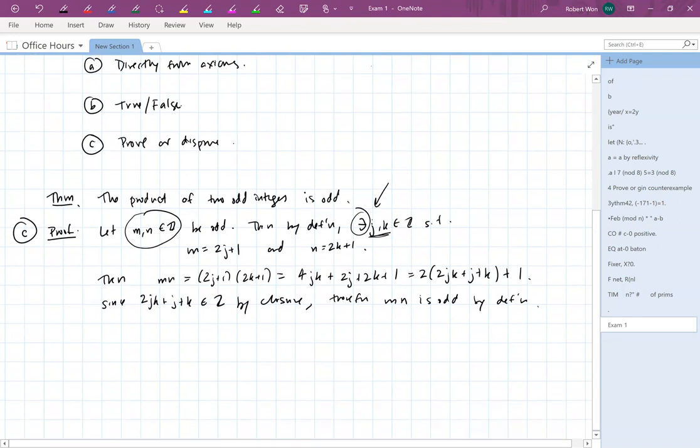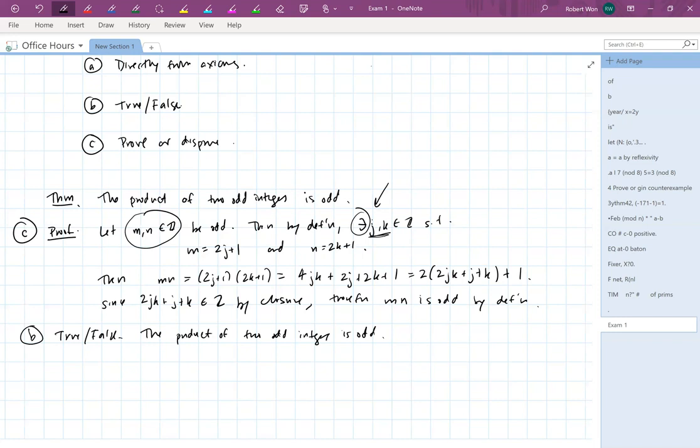Okay, what if this were instead true, false: the product of two odd integers is odd? And again, on your true, false problem, it will say something like, you need to explain everything, but you don't need to write in complete sentences. Okay, in that case, you basically just need to get every step of the logic written down so that the reader, in particular me, understands what you're doing, but it doesn't need to be written in complete sentences.